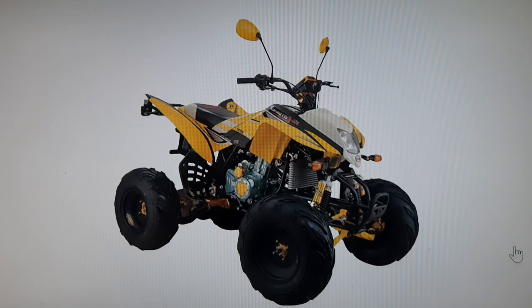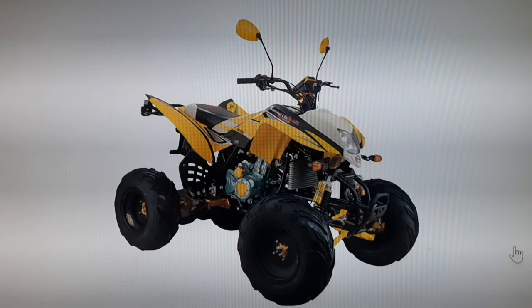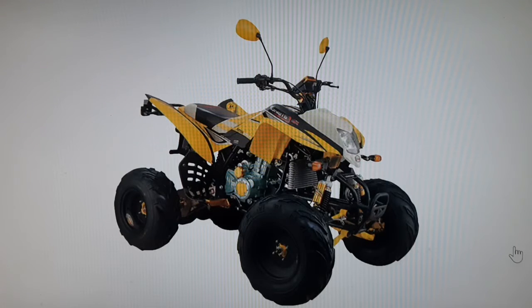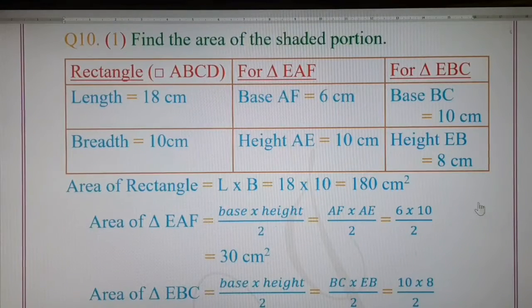Today we begin Perimeter and Area, part 16. We continue with exercise 11.4, page number 227. Main question 10. I repeat again, exercise 11.4, page number 227. Main question 10. Let's go to the 10th question. Find the area of the shaded portion.